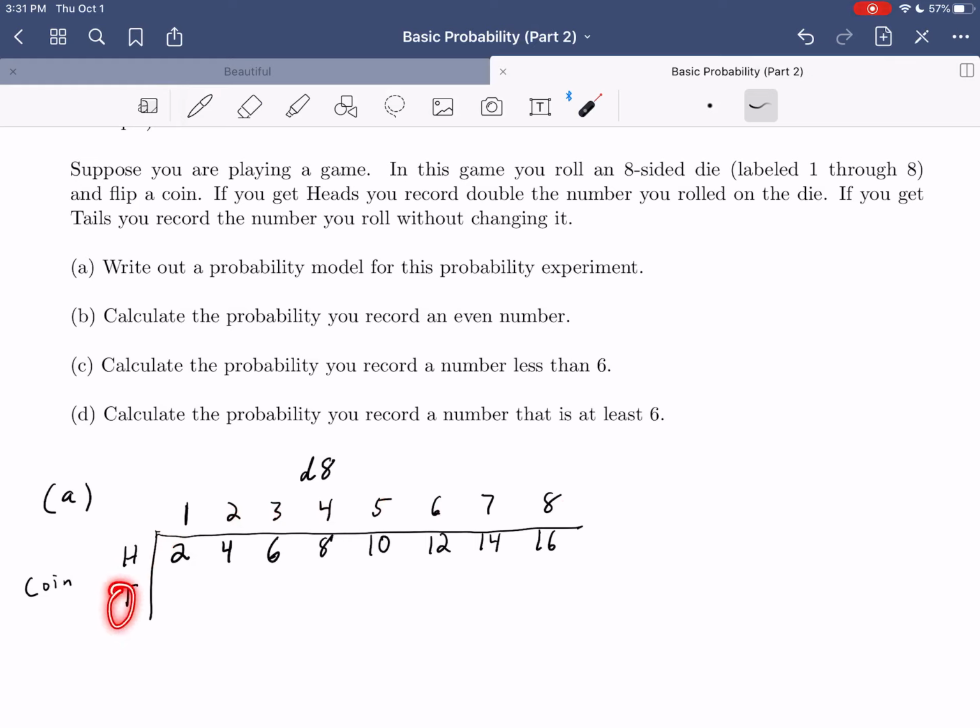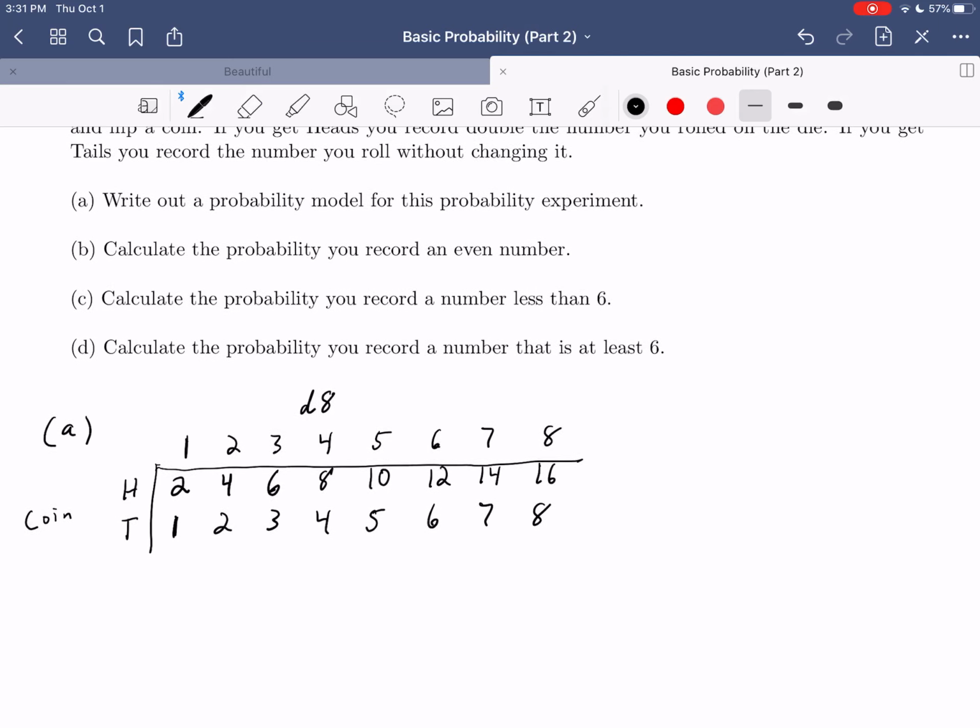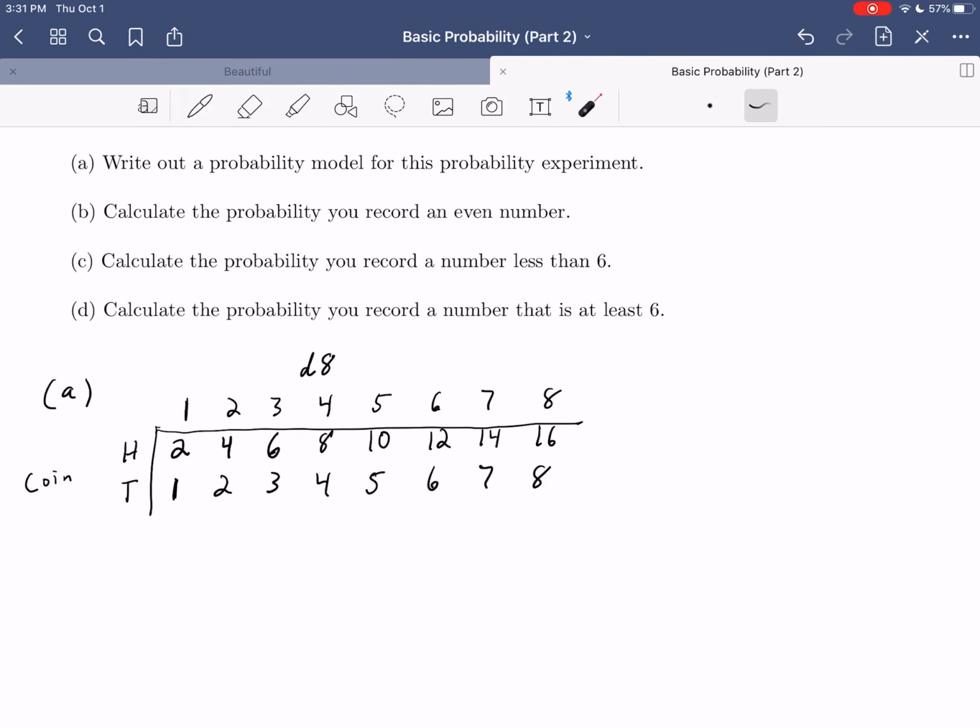For tails, remember you don't change anything. So for tails and a roll of 1, that would count as 1. For tails and a roll of 2, that would count as 2, 3, 4, 5, 6, 7, 8. So why is this useful? Well, it helps organize all the possibilities. We can now see that the results of this game can be 1, 2, 3, 4, 5, 6, 7, 8, as well as 10, 12, 14, or 16. So those are all the possible outcomes.